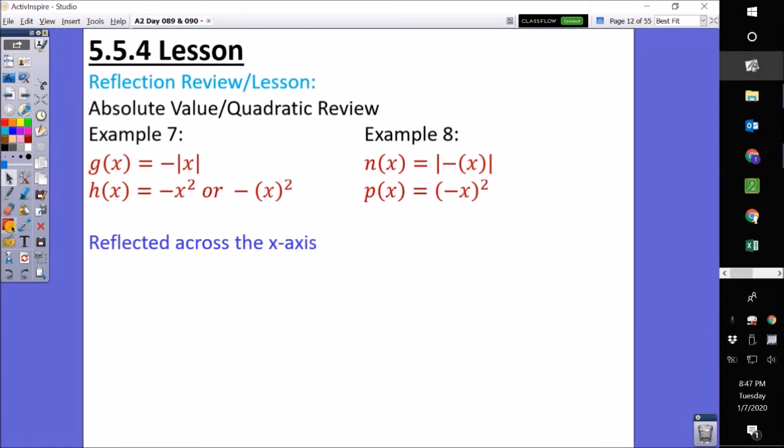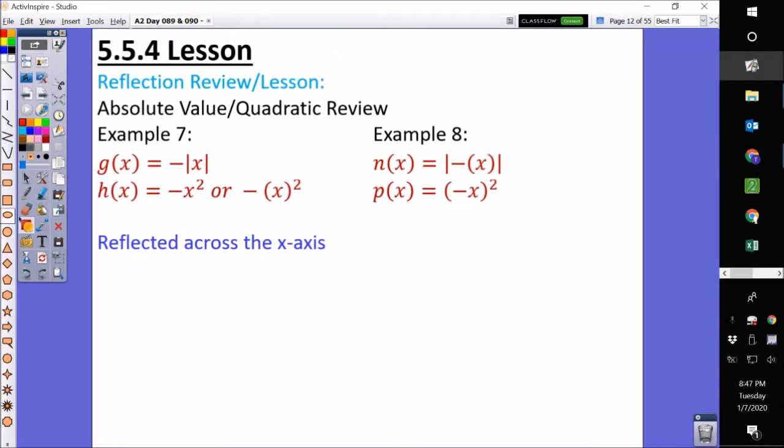So again, here, if you look closely, this is our negative sign that's outside the function, hence reflect across the x-axis.